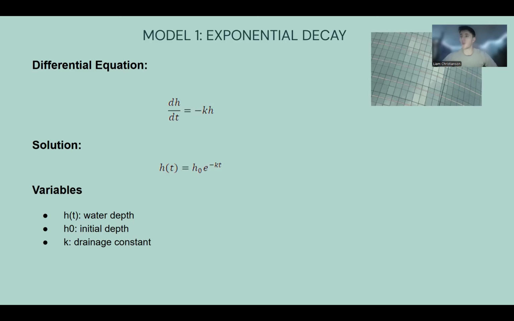So moving on to my exponential decay model, the first differential equation is dH/dt = -kH. This first model assumes that the drainage rate is proportional to the current water depth. This produces an exponential decay model, meaning the system drains quickly at first and then slows down over time. Although this is called a no-rain model, it still represents a rainfall event because it models the drainage process after rainfall has already stopped. Here's my solution to it: the initial value H0 times e to the negative kt, and then my variables.